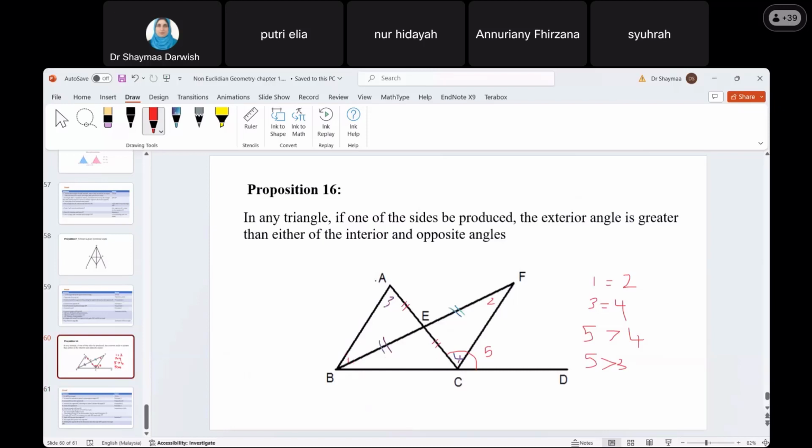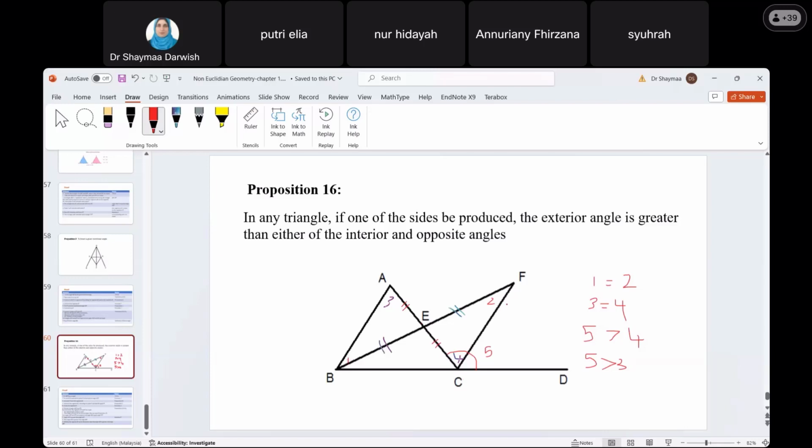So again, ABC is a triangle. We extend the ray BC until the point D. And we need to prove that angle 5 here is greater than angle 3 and this angle. To prove this one, AC will be bisected by the point E, which means that AE equal to EC. Then draw the line segment BE and extend it until point F, such that EF equal to EB. Then draw the line segment FC.